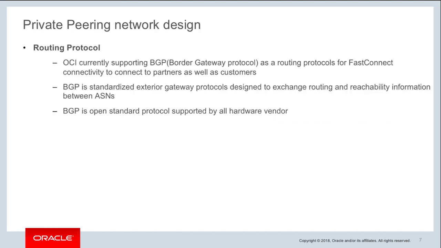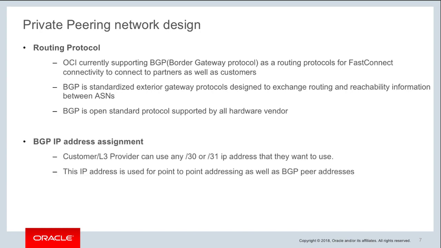So let's discuss some of the concepts or network design parameters when you are setting up a private peering connection. The routing protocol that we use in a FastConnect connection is the BGP protocol. It's a standard protocol, and you'll see that there are some standard parameters around providing the BGP ASNs when you are setting up the connection. All of those are pretty standard. For the IP address assignment, for setting up the BGP connection, you can use a /30 or even a /31 IP address, because it's just a peer-to-peer connection between the BGP peers, and you just need to provide the two endpoint IP addresses.